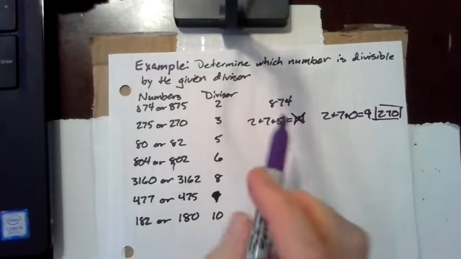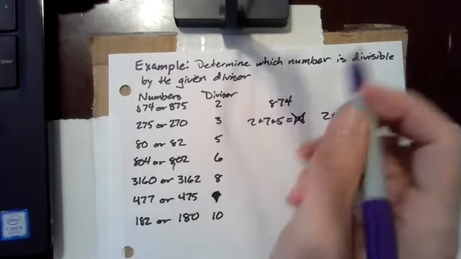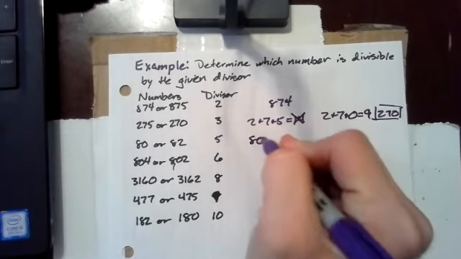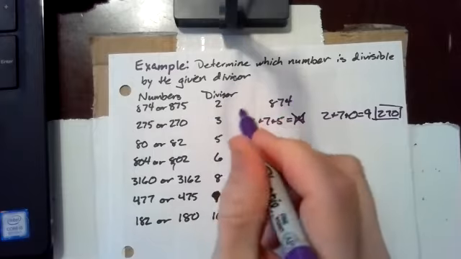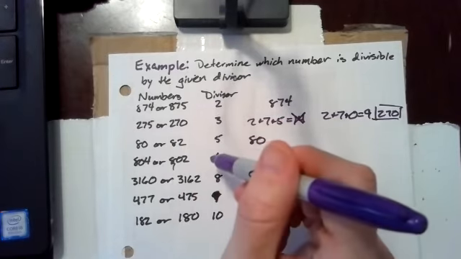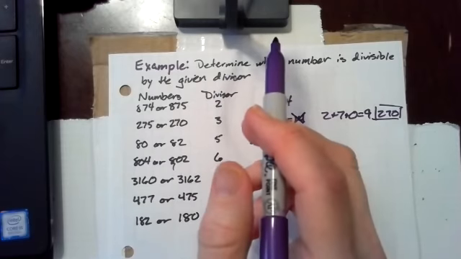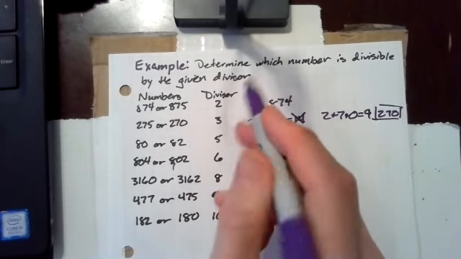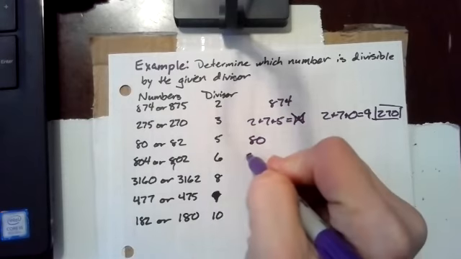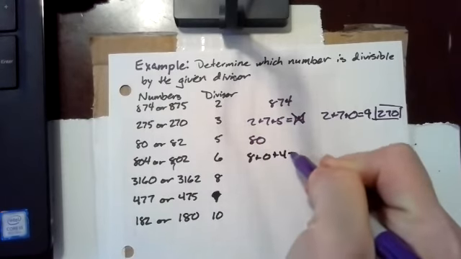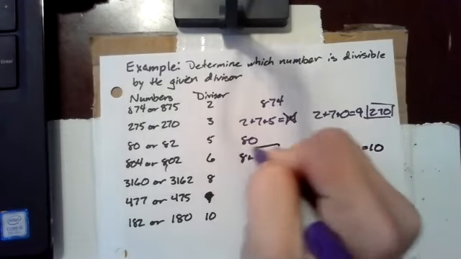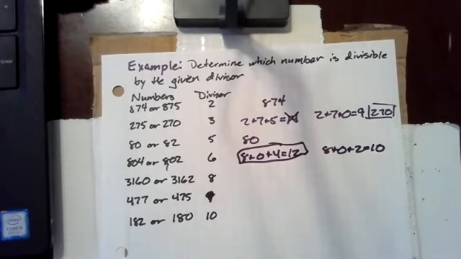80 or 82, well, 80 ends in a 0, so that's the one. 804 or 802. Both of them end in a 2, so we need to check which one, when we add together the digits, is divisible by 3. 8 plus 0 plus 4 is 12, but 8 plus 0 plus 2 is 10. So 804 is the number we're looking for here.